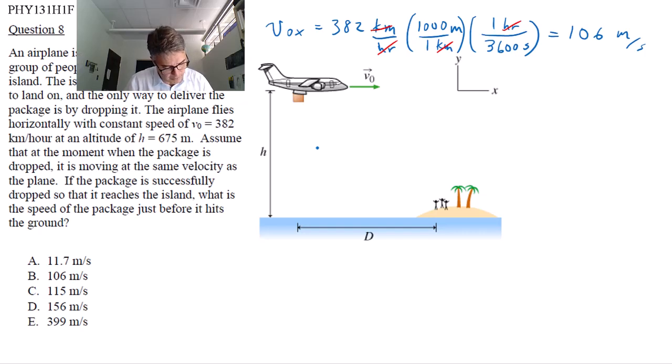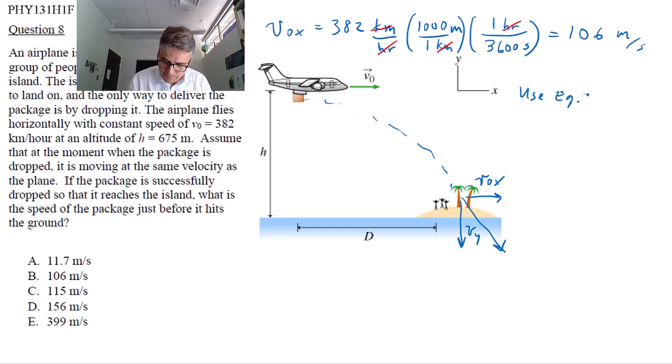If the package is successfully dropped so that it reaches the island, what is the speed of the package just before it hits the ground? So there'll be 2 components to this speed. One is this v0x, which we just worked out, because that doesn't change if there's no air resistance. And then there'll be the vy. And so I think, once again, I'm going to use this equation 2.7, right?